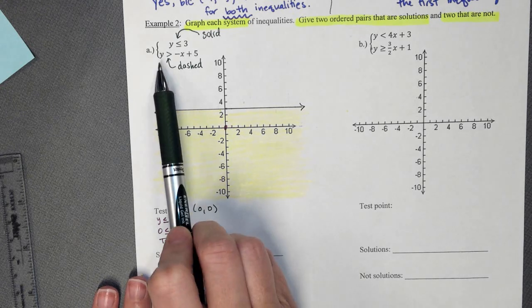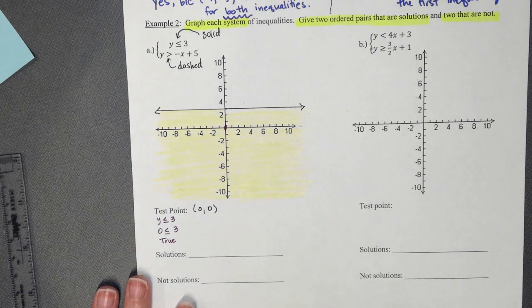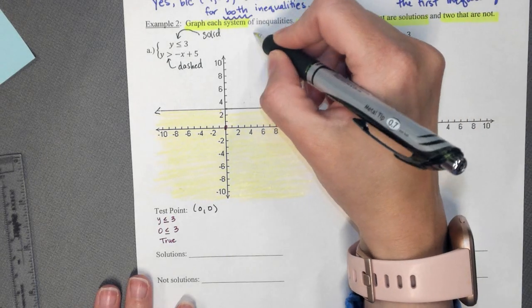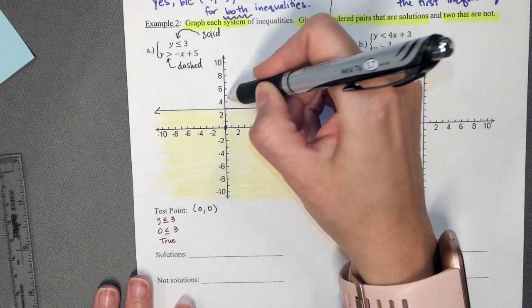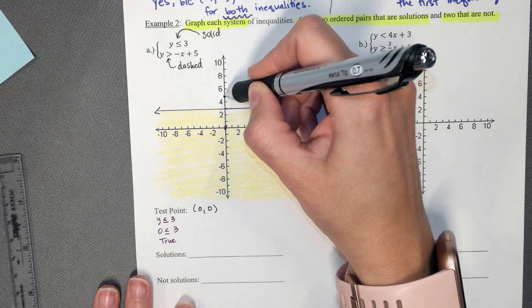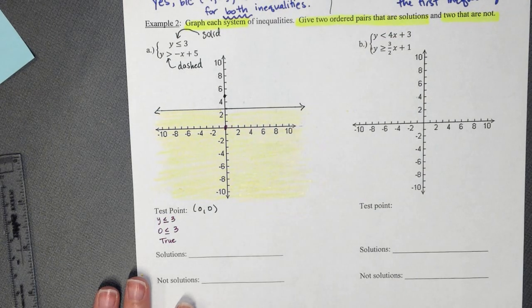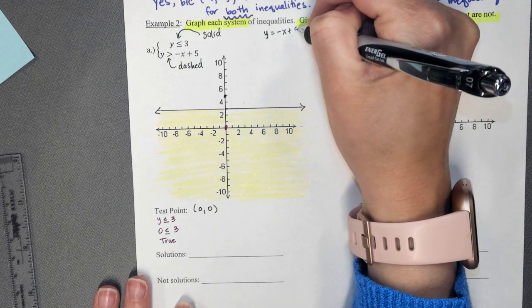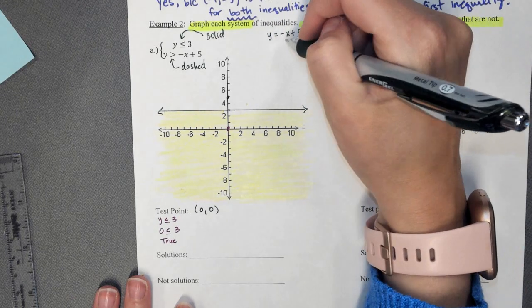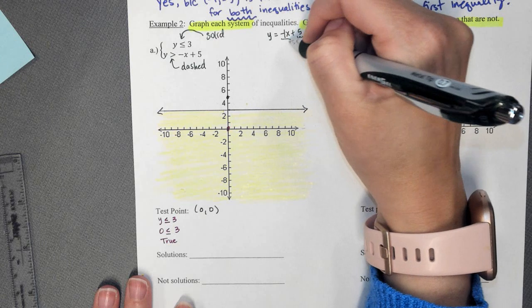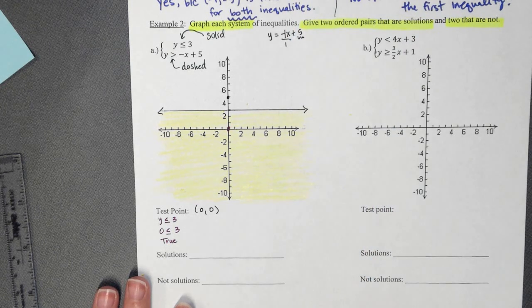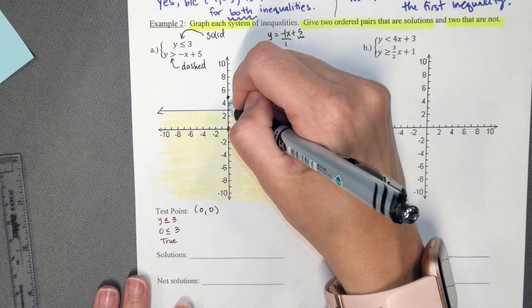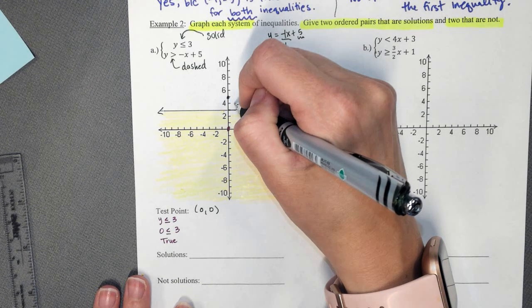So now we're going to do something similar with this line. If you have y equals negative x plus 5, you're going to start at 5. And then remember, your slope is negative 1 over 1. So we're going to go down 1, we're going to go over 1.